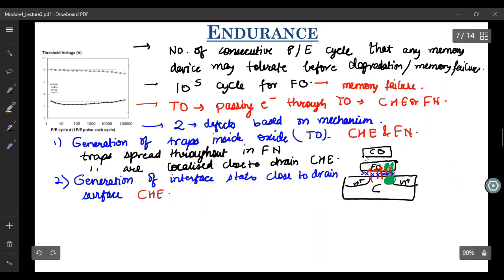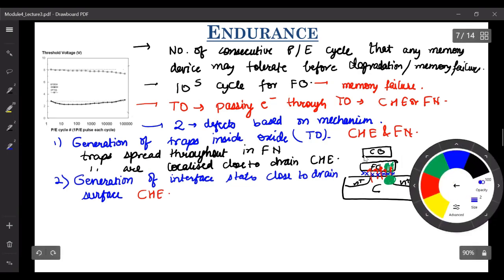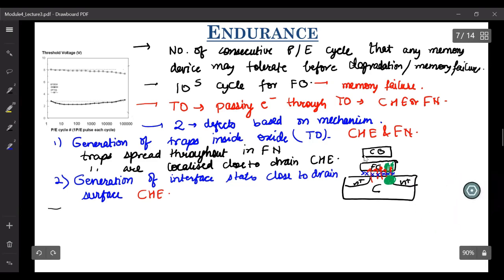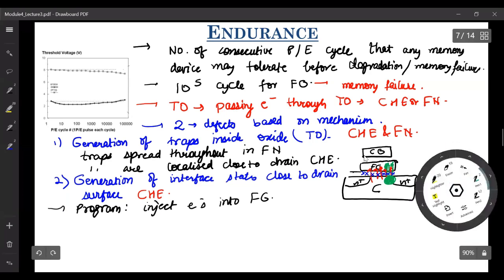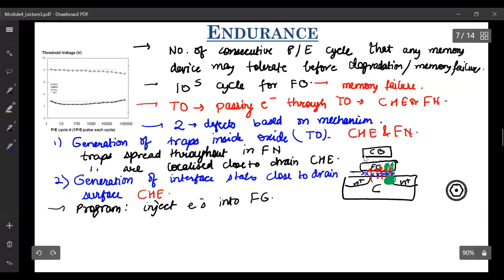Now, how does this affect your programming? In programming, you intend to inject electrons into your floating gate. Now, if you have these traps over here, or if you have these interface states, let me draw them in another color. At this interface itself, you'll have some interface states, like here at the surface.